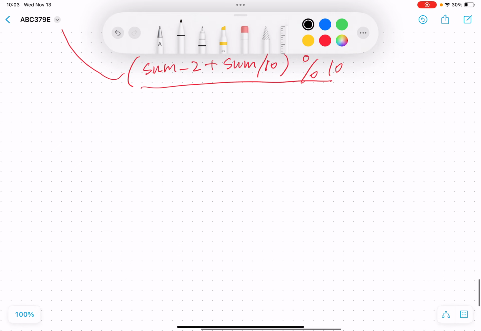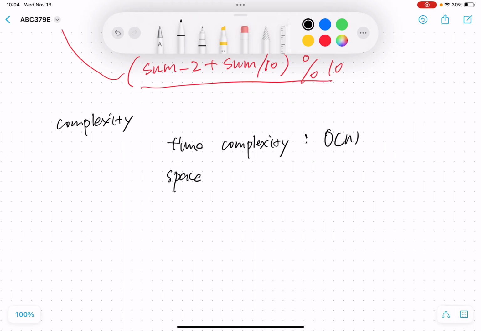The next part, let's talk about complexity. For the time complexity, actually we can calculate it one by one. So the time complexity will be O(n). For the space complexity, we don't need extra space to store variables, so the space complexity will also be O(n). This is all about this problem.